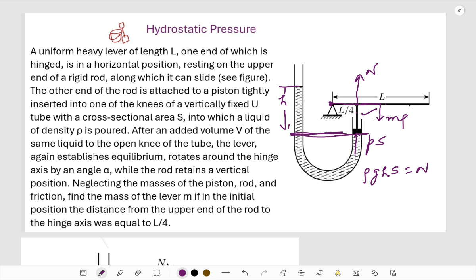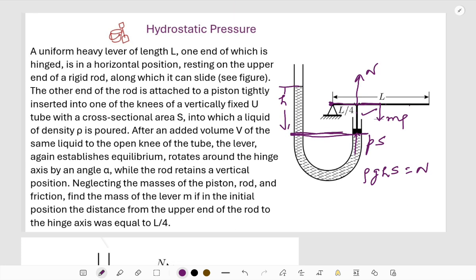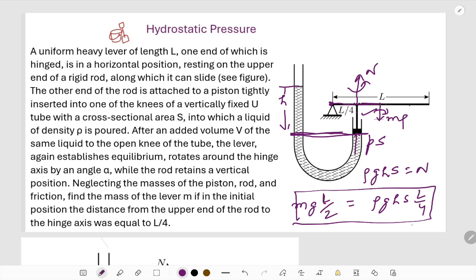And I can write it, and this will be nothing but mg is producing a torque in the clockwise direction, and the normal force is producing a torque in the anti-clockwise direction. So I can write the lever rule as mg multiplied by L by 2, this must be equal to rho g h S, and this length is L by 4, and this is our equation 1.